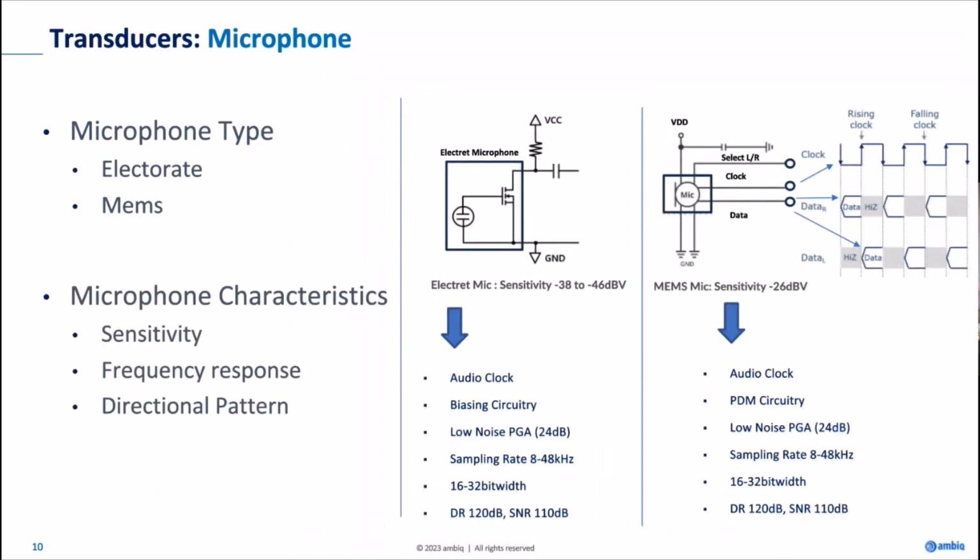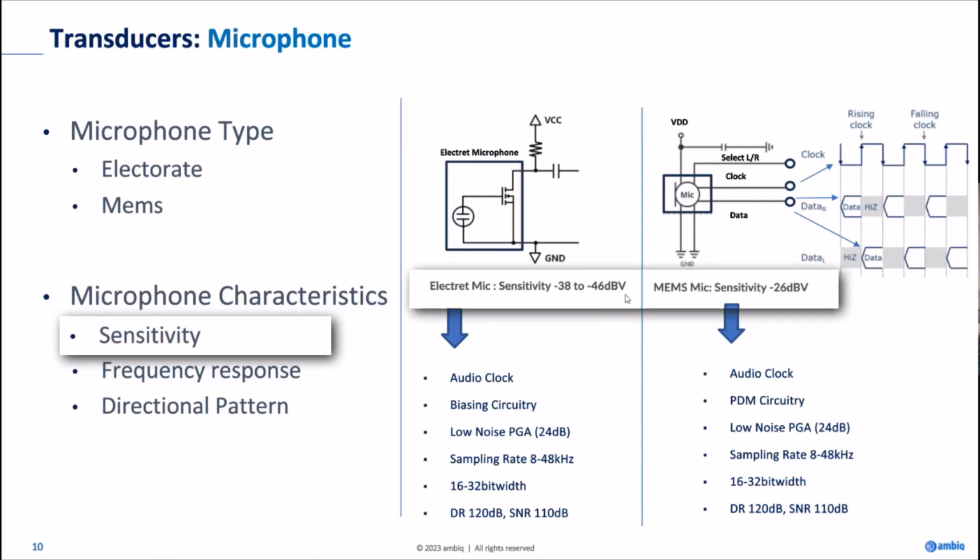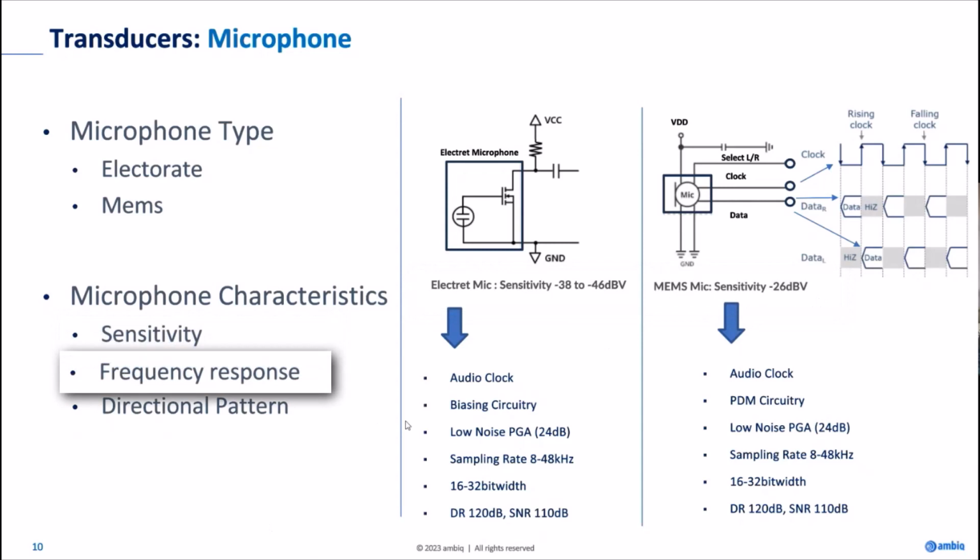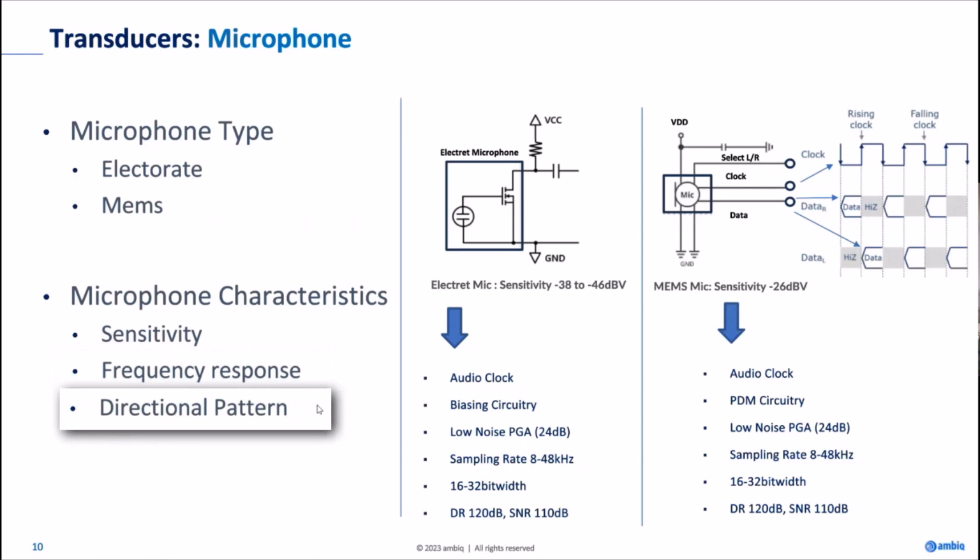To characterize the microphone, sensitivity is one parameter: for analog mic, minus 38 to minus 46 dB. Again, the data sheet specifies how much that is. For MEMS, it's minus 26 dB. Then the frequency response, which is basically magnitude versus frequency, and the directional pattern. There are three types of beam pattern: omni mic, bidirectional mic, and directional mic. Depending on your application, you will need to select the type of microphone. Of course, directional microphones are expensive, so again it depends on what kind of microphone type you need.